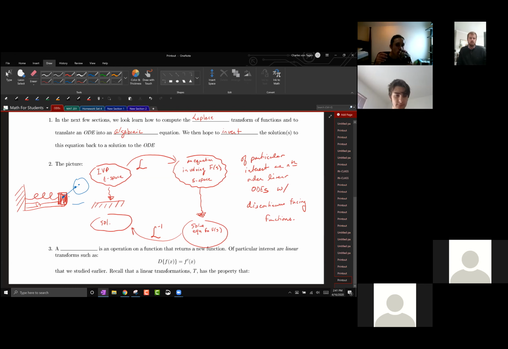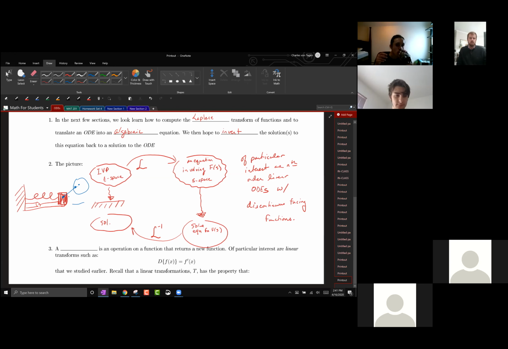Okay. So let's go ahead and introduce it. First of all, just a transform. This is just to refresh. I've used the word transformation or operator, but here we use the word transform. I'm not really sure why we make these minor distinctions in the vocabulary. But a transform is an operation on a function that returns a new function. And of particular interest are the linear transforms, such as our derivative operator, right? That's one example. We've also seen plenty of other linear transformations in this class that we represent by matrices.